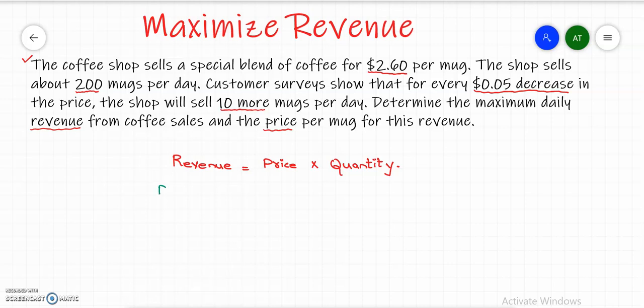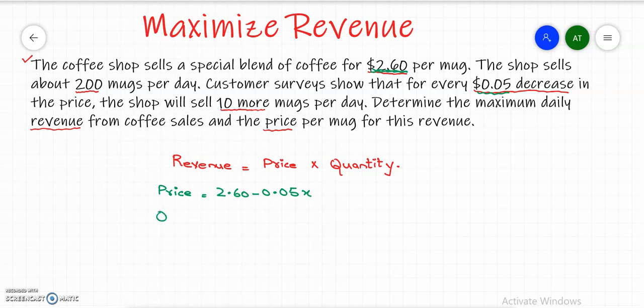So the price in our case is $2.60 per mug, and then the price is decreased by 5 cents. So that would be 2.60 minus 0.05x, that is per mug. The price is decreased per mug.